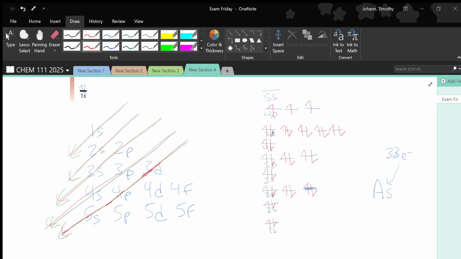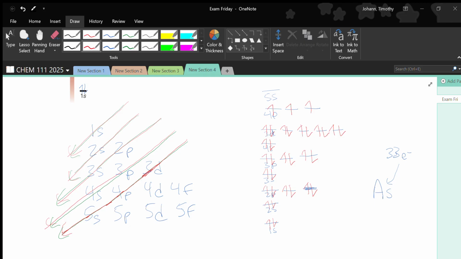I made my orbital diagram using this tool. Okay? And that's what the electronic energy diagram for arsenic would look like. Any questions? Okay.